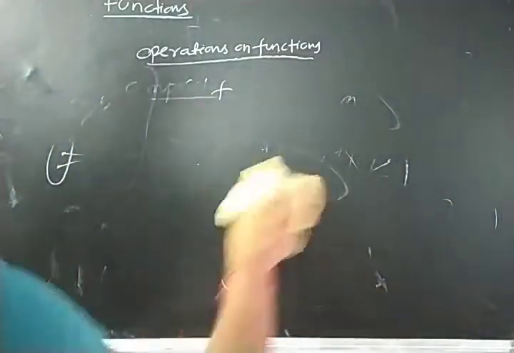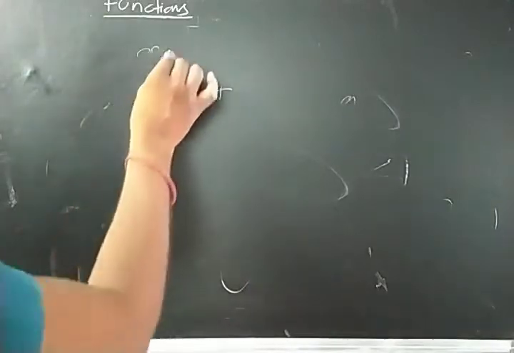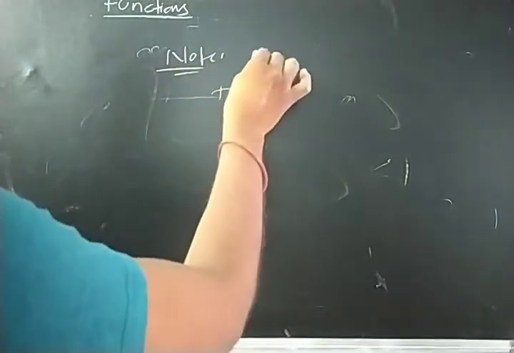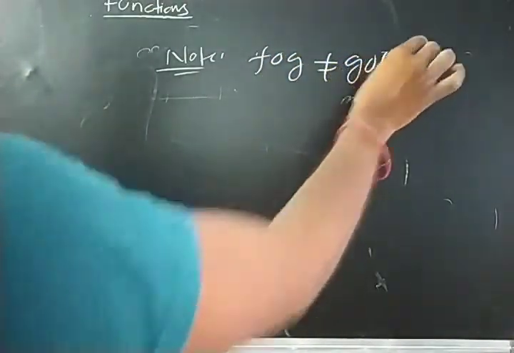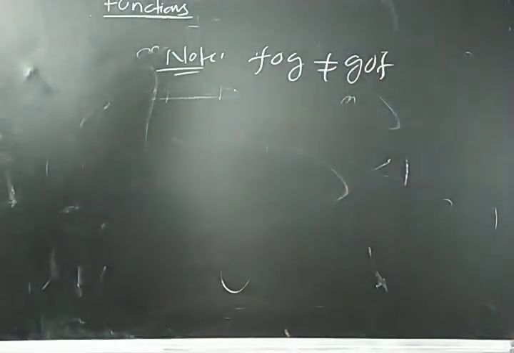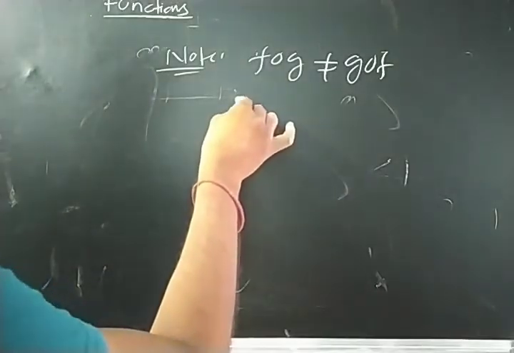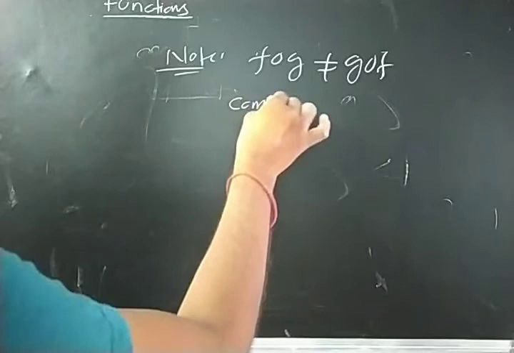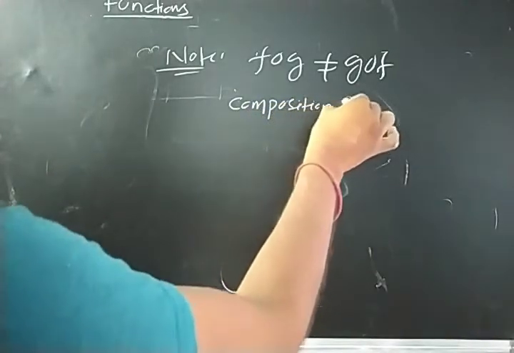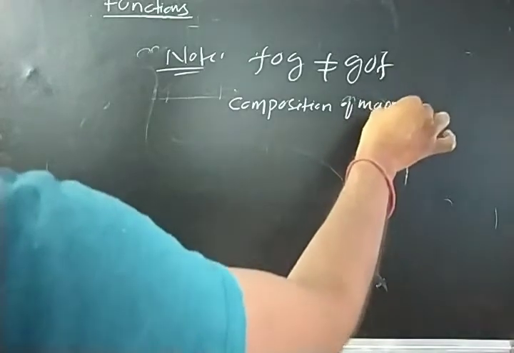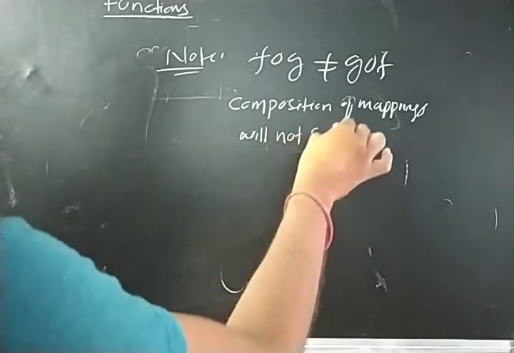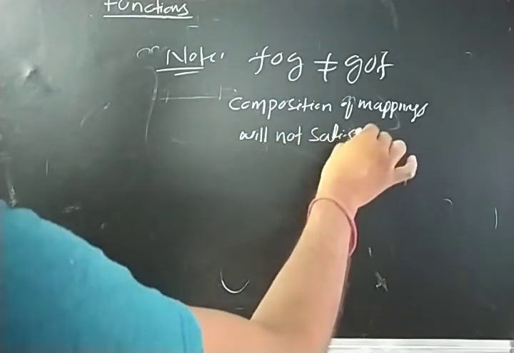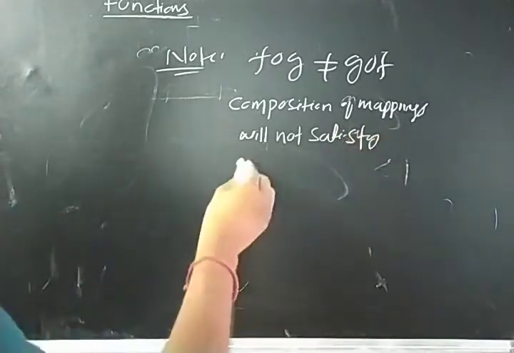Right. Now let us do one example problem. And one more note here: f circle g and g circle f are not equal. Sometimes f circle g is possible, sometimes g circle f is not possible. So both are not equal. That means composition of mappings will not satisfy the commutative property.